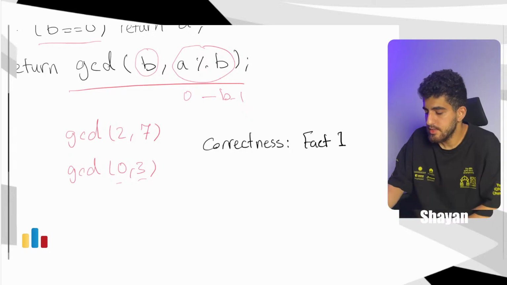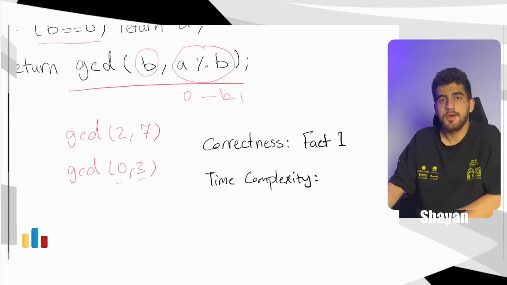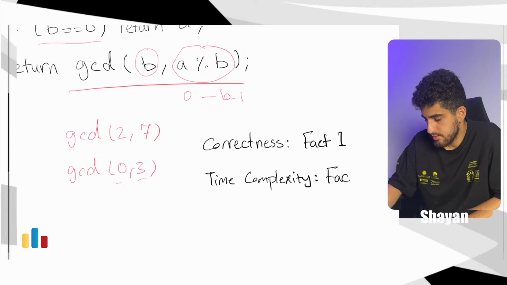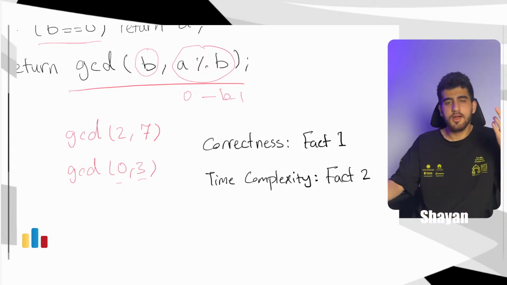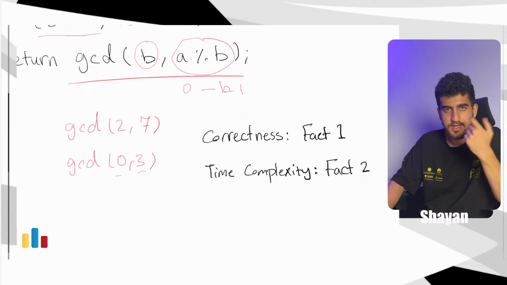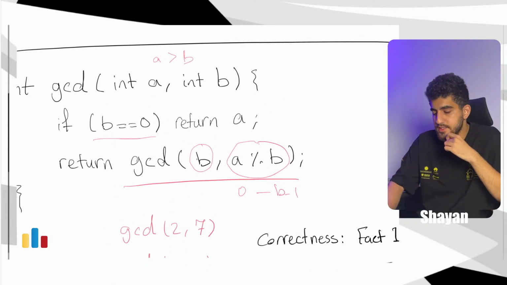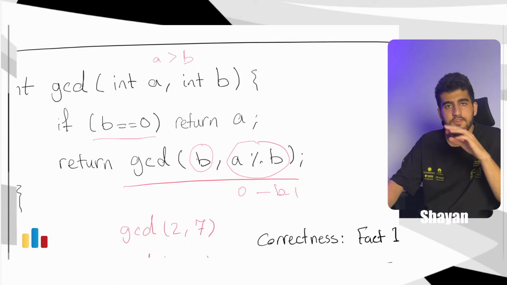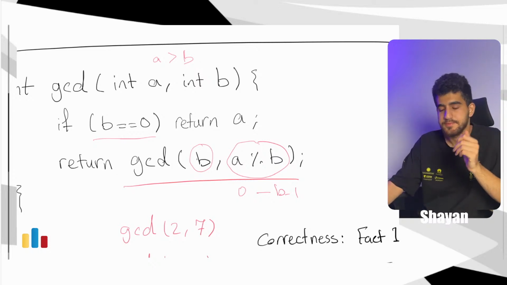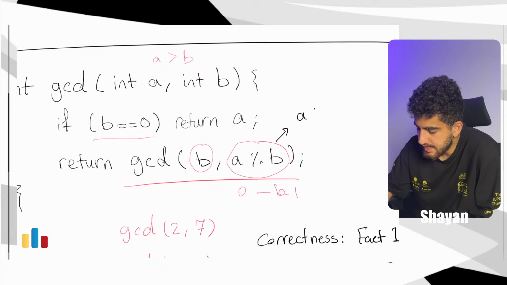Now, in order to show that the time complexity is also good, I'm going to use fact number 2, which was saying that a modulo b is less than a half of a when a is greater than b. The point is that, as I said, maybe the first step a is not greater than b, but from the second step a is always greater than b. And when a is greater than b, each time we are dividing a at least by 2, our number is going to be less than a half next time.